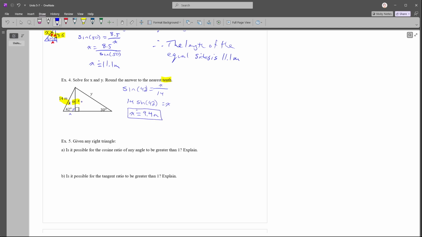Oh, so now we actually have one side length, the x value, which means now if we think of this as our reference angle and we relabel our triangle, this is going to be our hypotenuse, this is going to be our opposite, and this is going to be our adjacent. So again, we're looking at sine because we have our opposite, which is 9.4 meters, and we're looking for our hypotenuse.